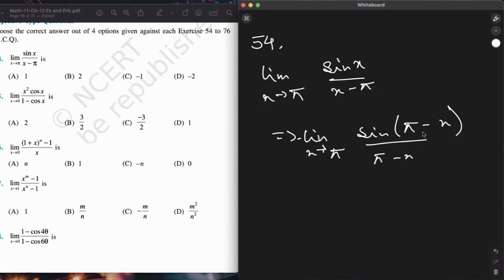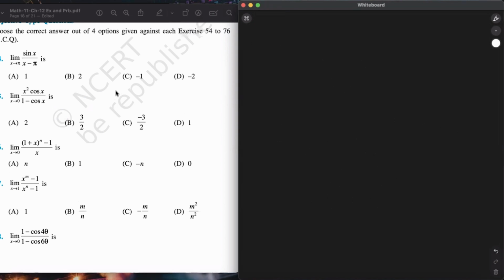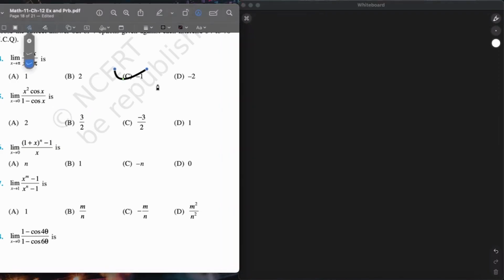Limit x tending to pi. This whole thing is attaining a 0 by 0 form. So it will be a minus, and this value is 1. So the answer is minus 1. Now, minus 1, where is it? It is option C.